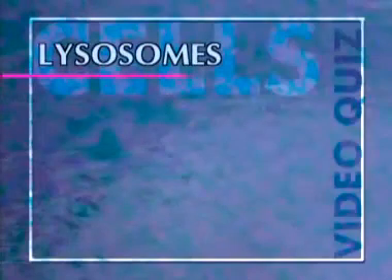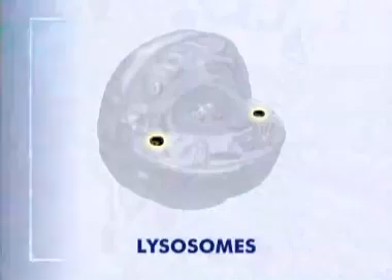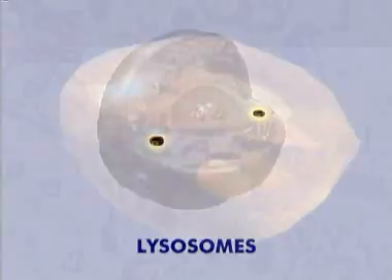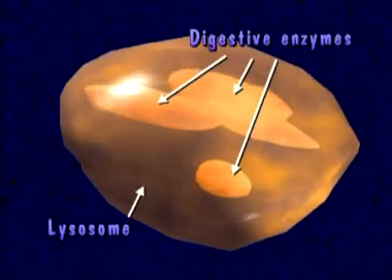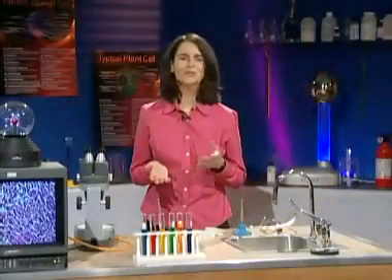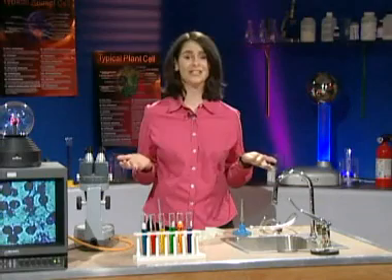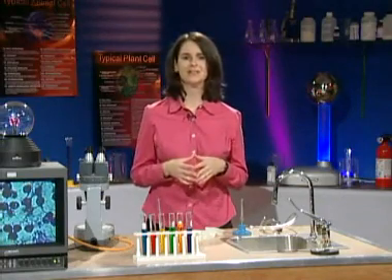What else does it need? Aha! A digestive system. But once again, it's not like ours. The cell uses lysosomes to break down worn-out organelles, debris, and large ingested particles. Inside the membrane of a lysosome are digestive enzymes, which take care of cleaning out all the unwanted, unnecessary substances. We can compare lysosomes to a trash collector who picks up the garbage. We couldn't function properly with all our trash around us, and neither can our cells.